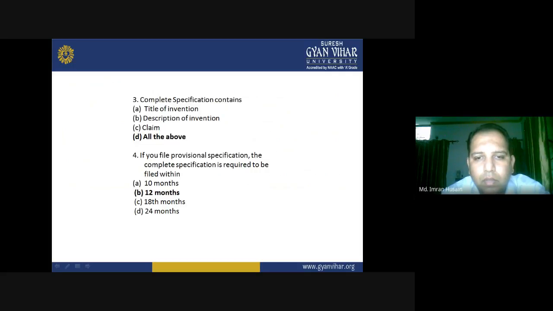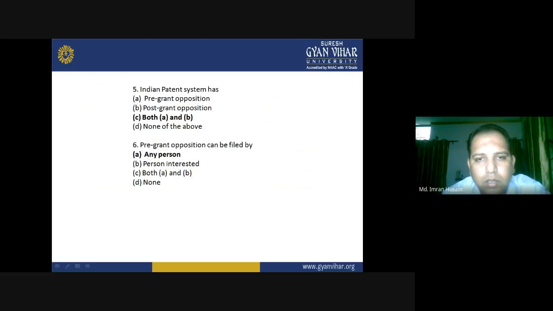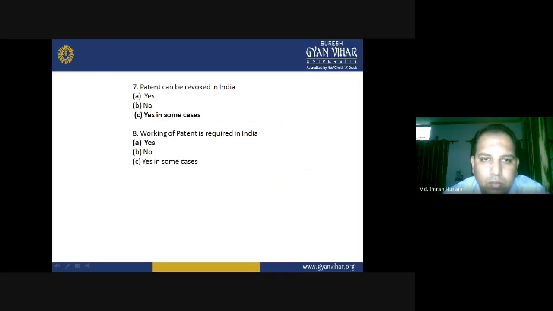If you file a provisional specification, the complete specification is required to be filed within 10 months, 12 months, 18 months, or 24 months. The correct answer is 12 months. The Indian patent system has pre-grant opposition, post-grant opposition, or both A and B. The correct answer is both A and B. Pre-grant opposition can be filed by any person interested, or both A and B. The correct answer is any person interested.